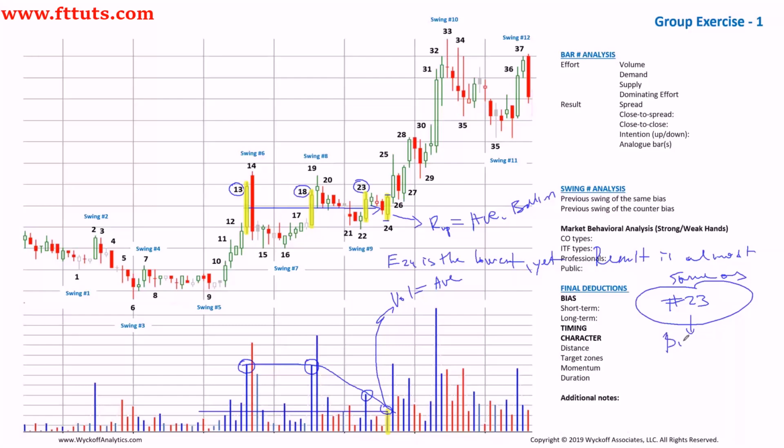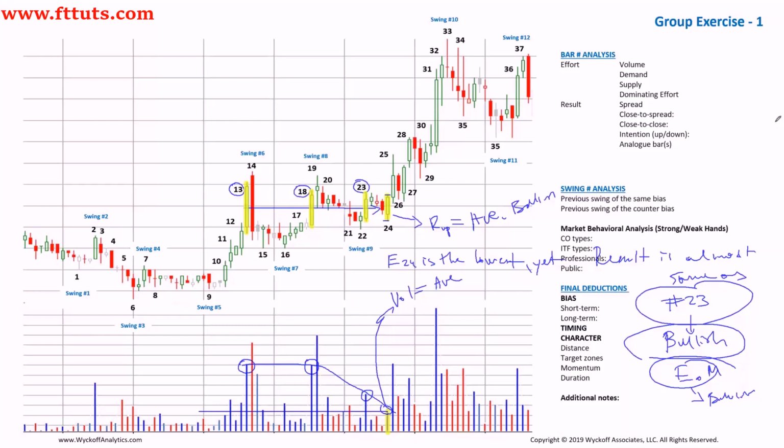Bullish. Bullish. And then how else would we call this type of ability of the price to travel on diminishing effort in the direction of the bias? Ease of movement. Ease of movement, absolutely. So it's an ease of movement, and ease of movement suggests, again, confirms the bullish bias.